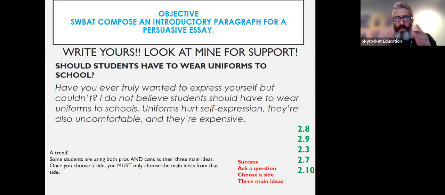This trend is fake, because obviously I'm not teaching a real class, but this is the opportunity where, based on my checking for understanding, I would say, hey, some students are using pros and cons as their three main ideas. Once you choose a side, you must only choose ideas from that side. You can even name that sometimes in life we believe something is partially true, or that there are both sides to one issue. That's of course fine. We're not going to do that for our persuasive essays. We're going to choose a side definitively, and we're going to stick with it. So we would have folks do that at that point.